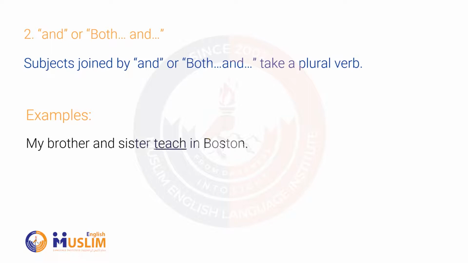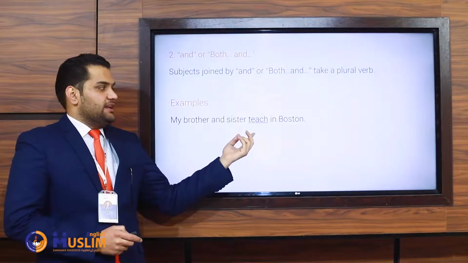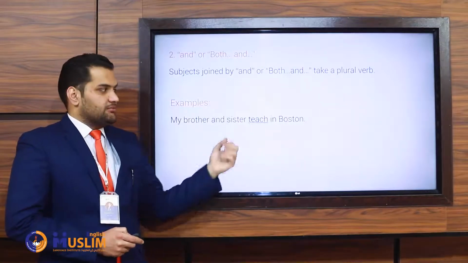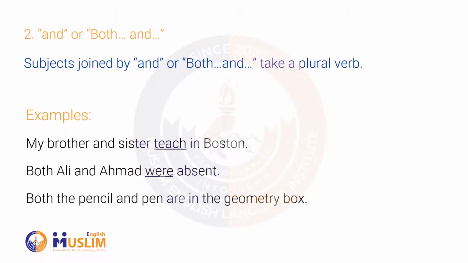So we have two subjects here, brother and sister, and between them what do we have? And. So the verb should be plural. Teach in Boston. Both Ali and Ahmad were absent. Both the pencil and pen are in the geometry box.